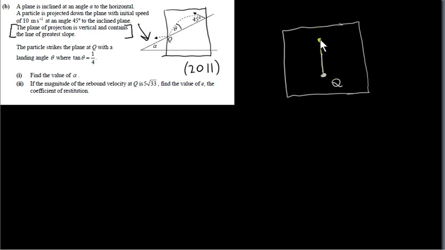The particle is launched in this direction, not in some other direction. If it was launched in some other direction, the slope would be less than the slope of this line here. This line has greatest slope. It's straight down the incline.